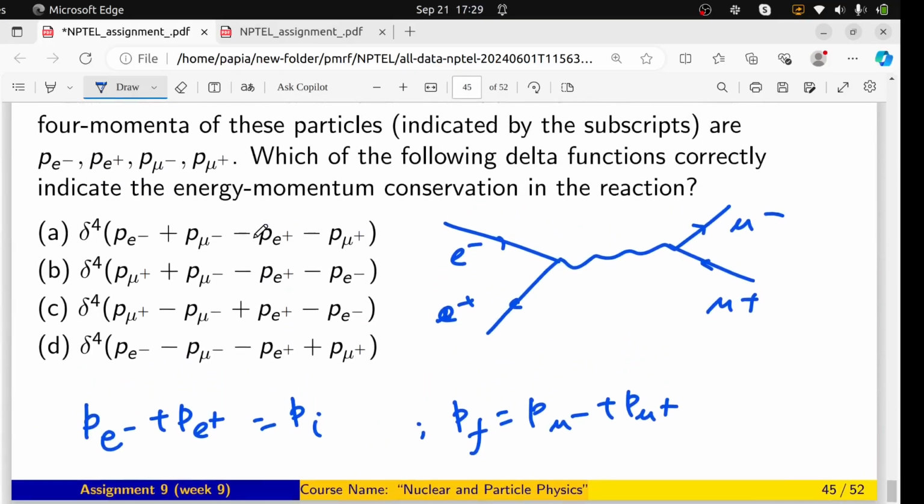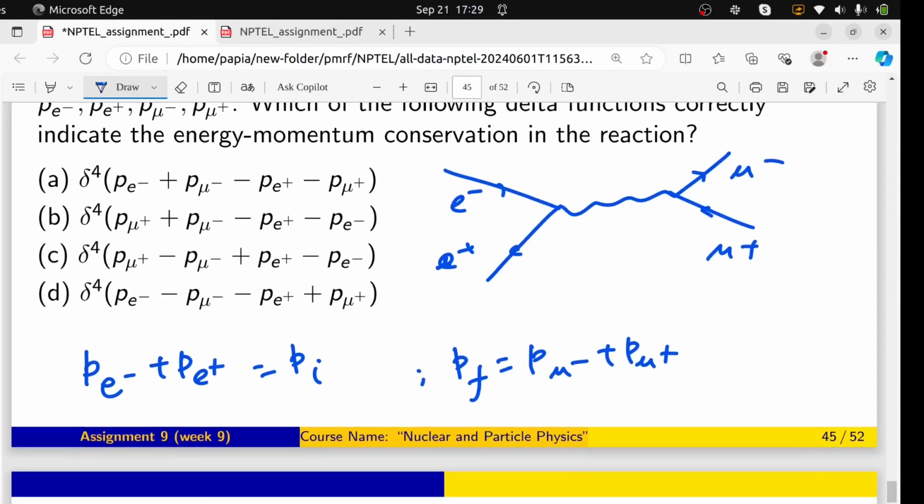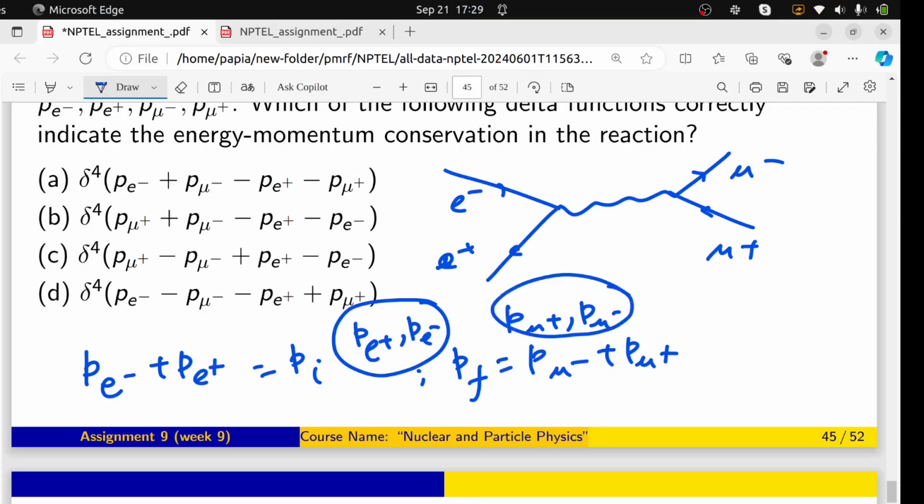So now coming to the correct option. The main thing we have to check here is that Pe plus and Pe minus both have the same sign, and P mu plus and P mu minus both have the same sign. Now here E minus has a positive sign and E plus has a negative sign, so obviously it will not give the correct energy momentum conservation in the reaction.